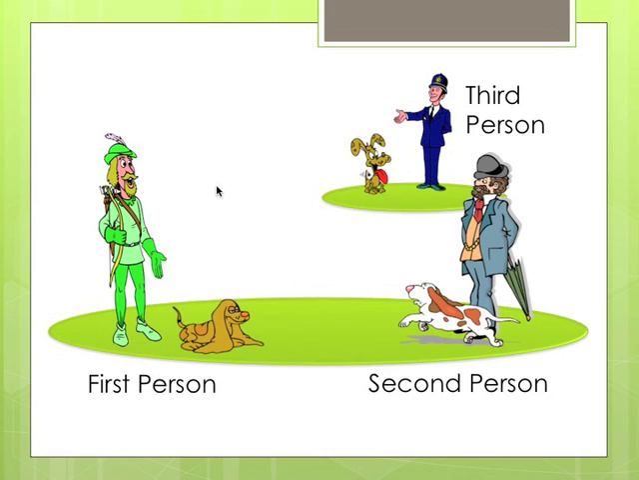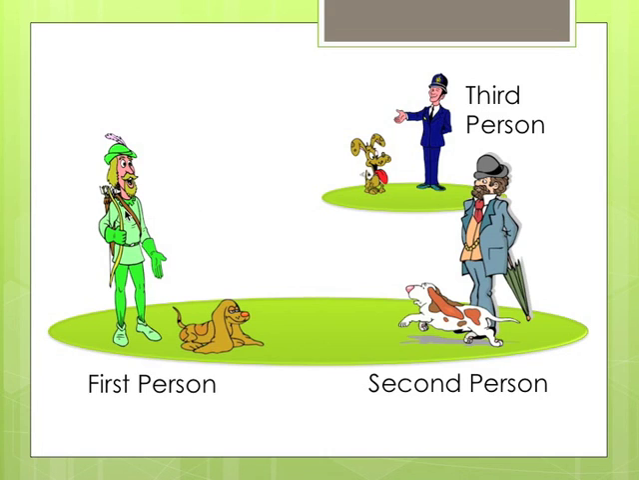Here are three English speakers. Here is Robin Hood. Here is a man with an umbrella. And here is a British bobby. Robin Hood here is talking to the man with the umbrella. Robin Hood, from his perspective, is the first person. The man with the umbrella, from Robin Hood's perspective, is the second person. And the bobby, who is uninvolved in the conversation, is the third person from Robin Hood's perspective.